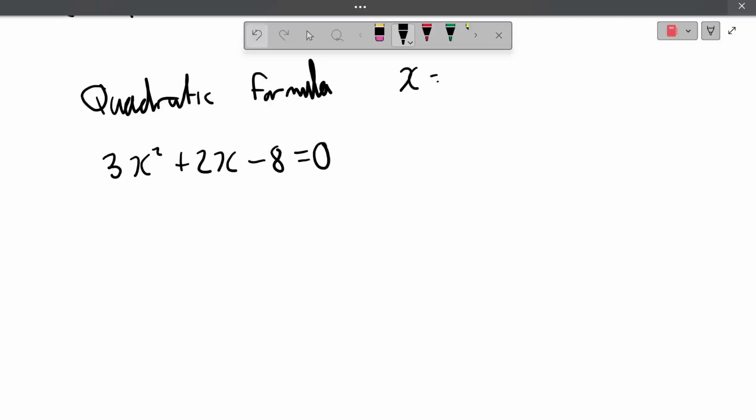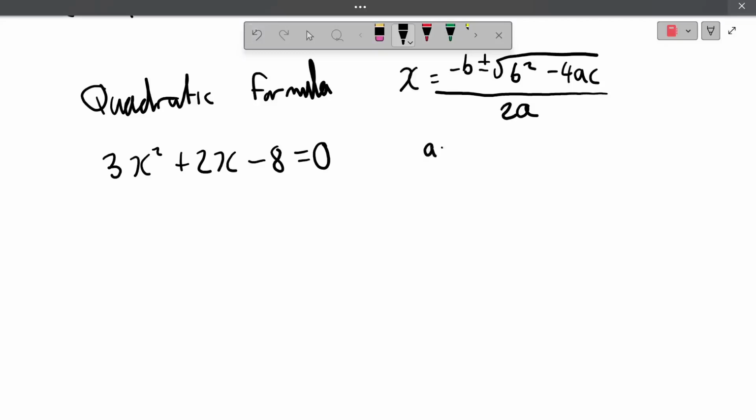And this is x equals minus b plus and minus the square root of b squared minus 4ac, all over 2a. And that's when ax squared plus bx plus c equals 0. So I've written down the formula. We have this equation, and a is basically the number of x squared. So a in this case equals 3, b is the number of x's, which is 2, and c is the number of units, which is minus 8.